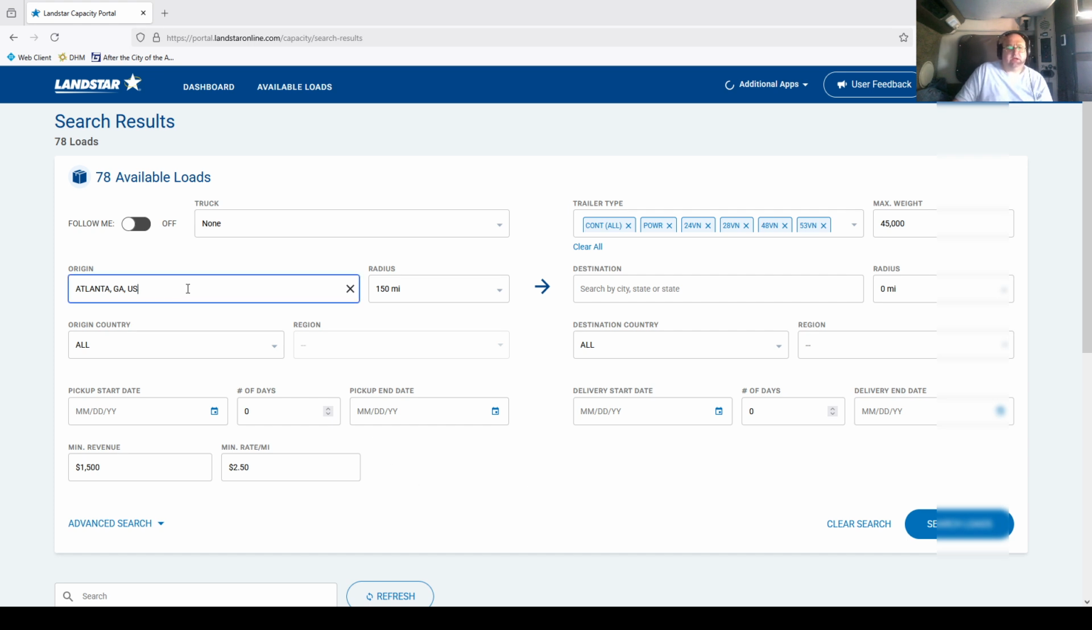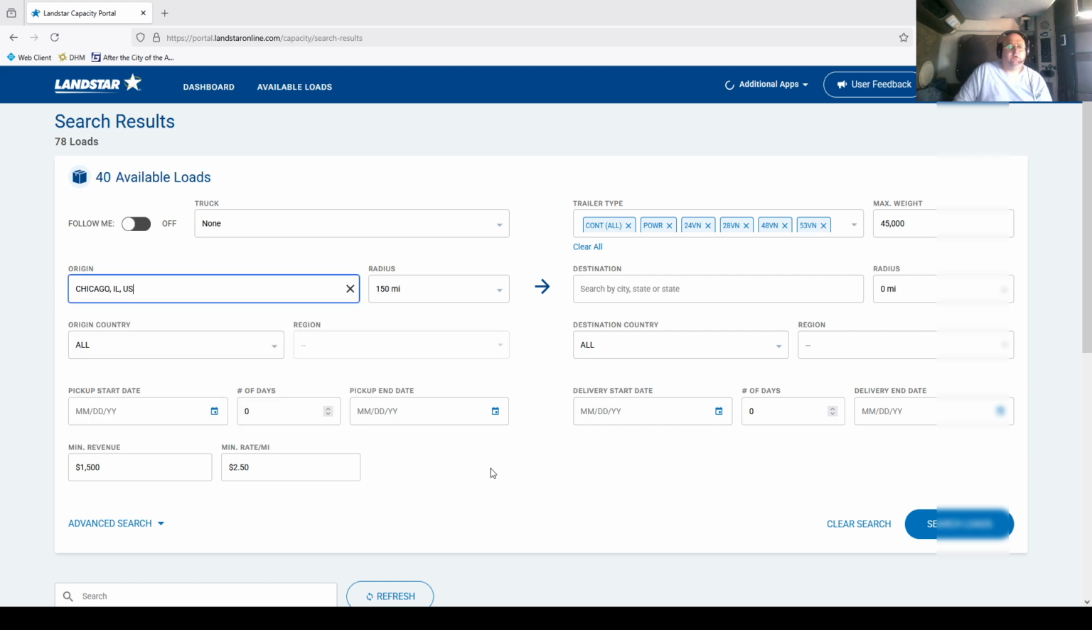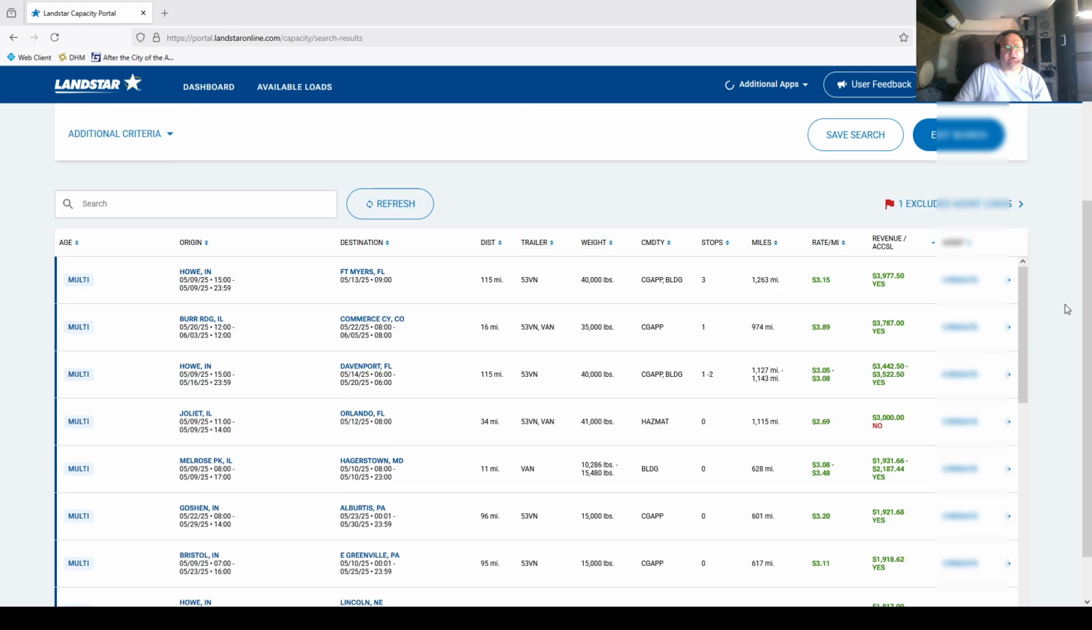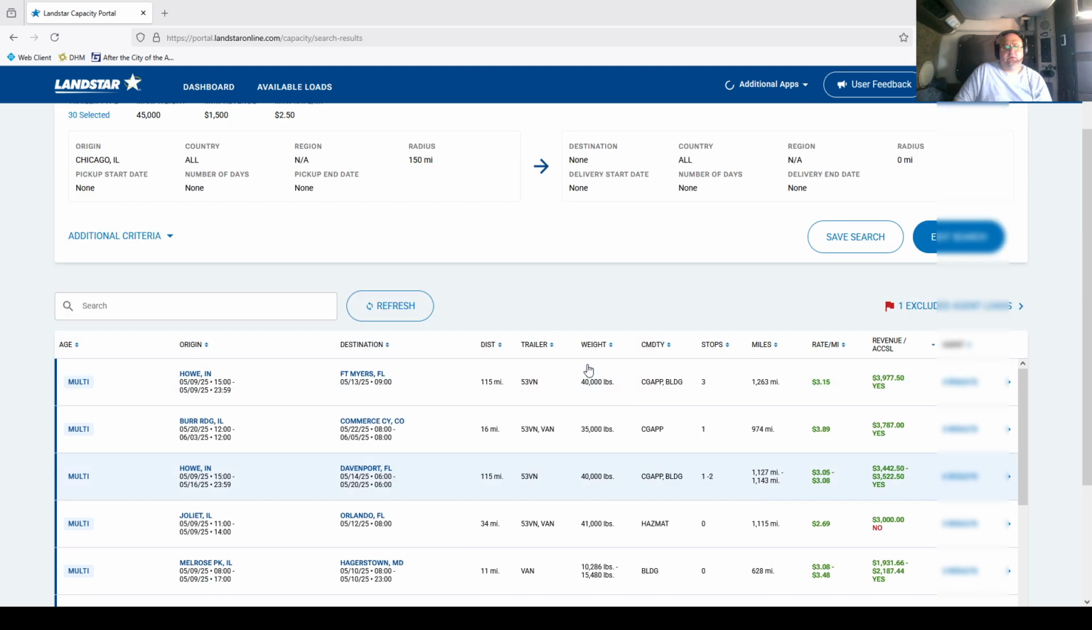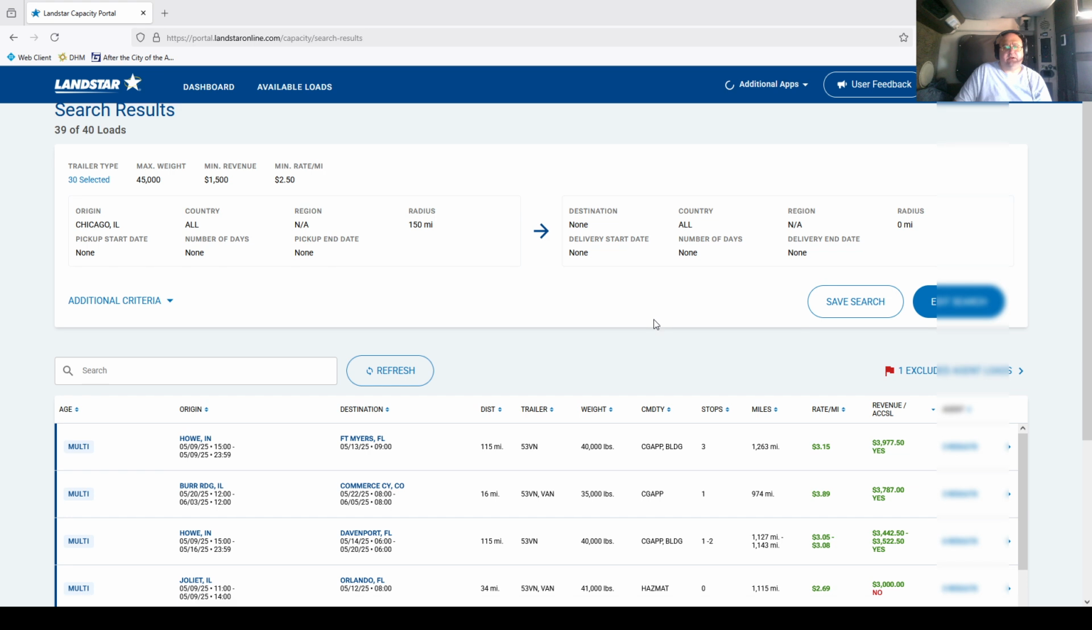All right, so now let's look at, did we look at Chicago? I don't think we've looked at Chicago. 40 loads. Surprised that we have more contract freight coming out of Atlanta than Chicago. And we're only looking at, what is it, 150-mile radius? Yeah, 150-mile radius.